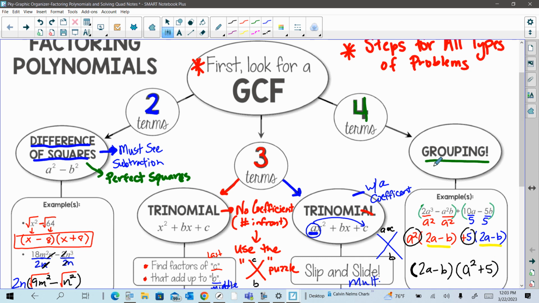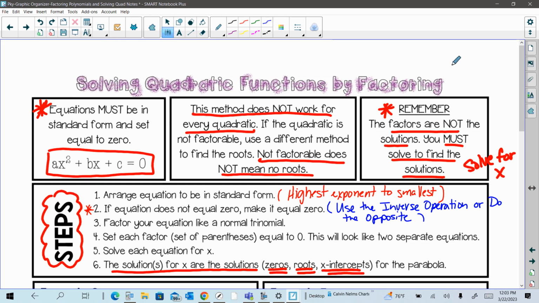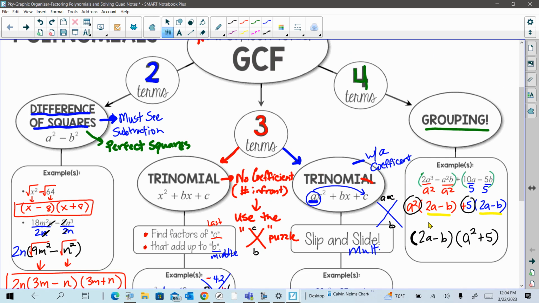All right, guys, so this we're going to use to help getting to solving. You're going to see this next in class. We're going to start solving quadratics by factoring. So we're going to go through some steps, but you got to factor. You got to know the different ways here to be able to do that.